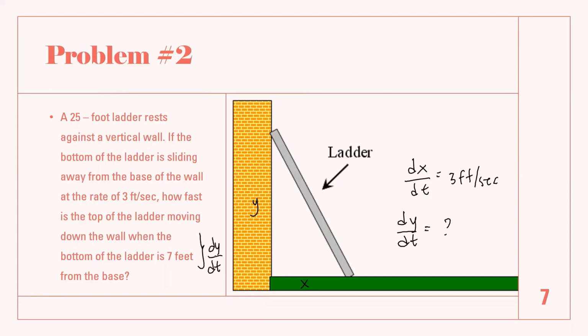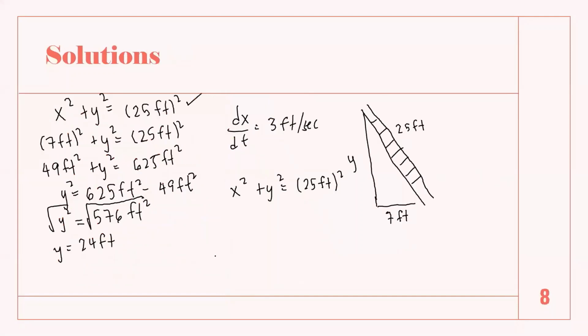Kasi pag sinabing dy over dt, it determines the change of the rate yung sa top of the ladder mismo. Yung top of the ladder kasi, pag nag-move down siya, kailangan na natin ma-determine yung rate of change ng y natin. So, yung y kasi, yun yung pader. Yung x na yan, yan yung sahig.